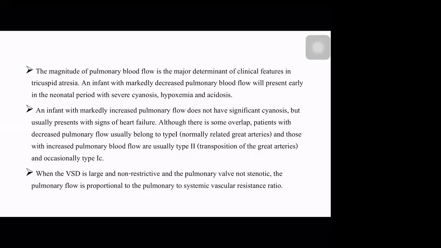When the VSD is large and non-restrictive and the pulmonary valve is not stenotic, the pulmonary blood flow is proportional to the PVR and SVR ratio. If the PVR is more, there will be less pulmonary blood flow. If the PVR is less, there will be more pulmonary blood flow. Why is this information important? Because based on this principle, we have to manage the patients while we are providing anesthesia. While we are providing anesthesia, we have to keep the PVR-SVR ratio almost similar to a 1:1 ratio.